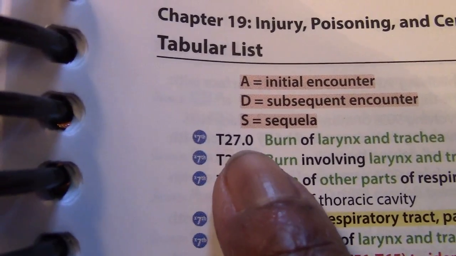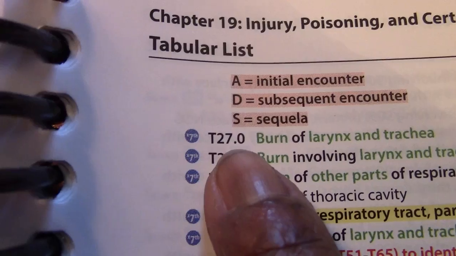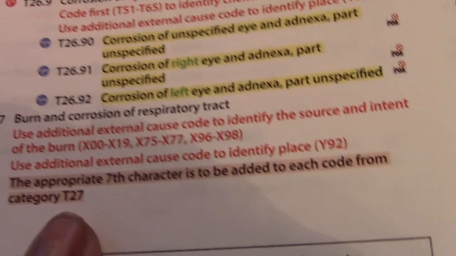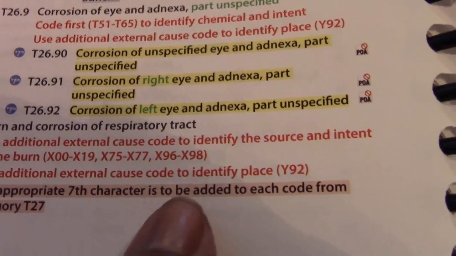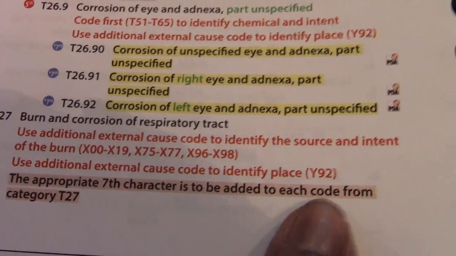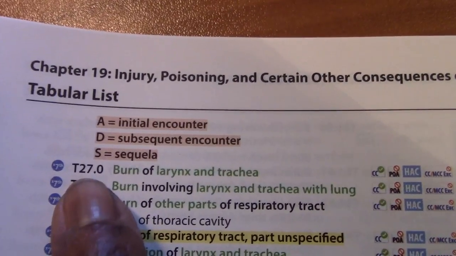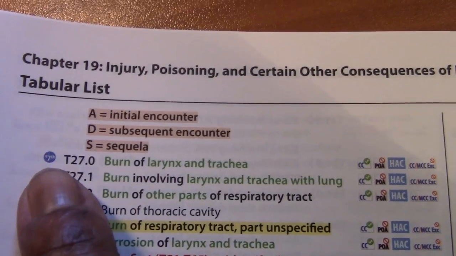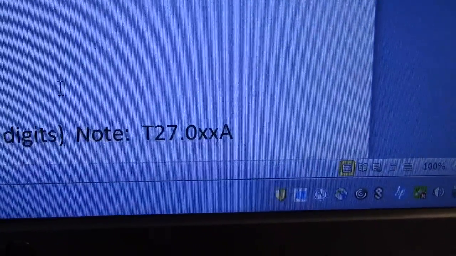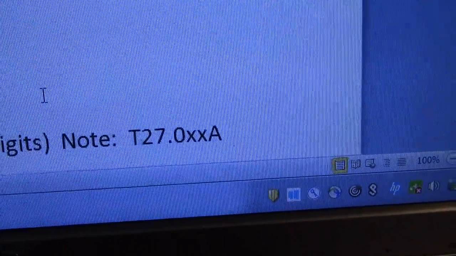Well, T27.0 is only what? 4 digits. And I've got a red box here that says the appropriate 7th character is to be added to each code from category T27. Well, if my T27.0 is only 4 digits and I have to have 5, I'm going to have to put X's. So see how this is T27.0XX and then A.